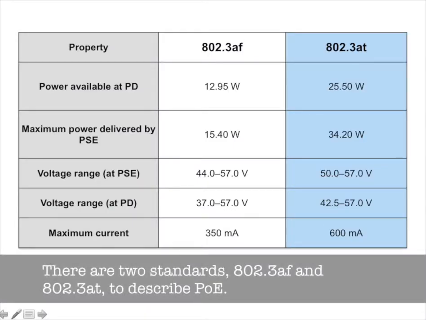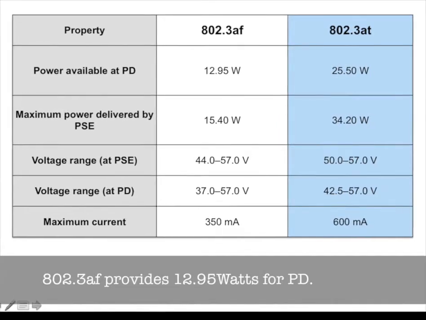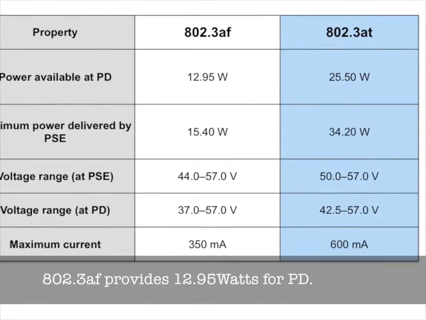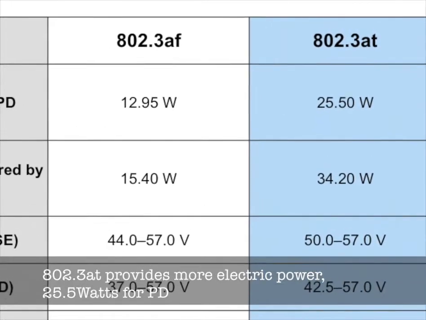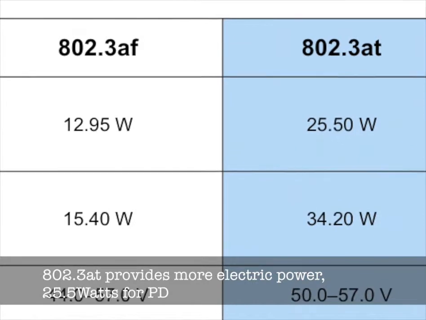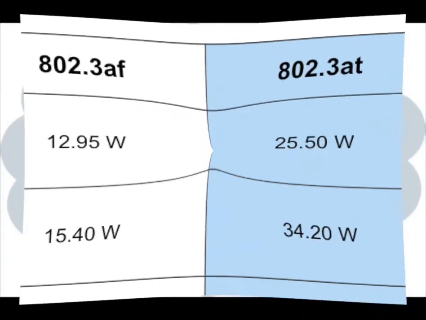There are two standards, 802.3af and 802.3at, to describe PoE. 802.3af provides PD 12.95 watts, 802.3at provides PD more electric power 25.5 watts.